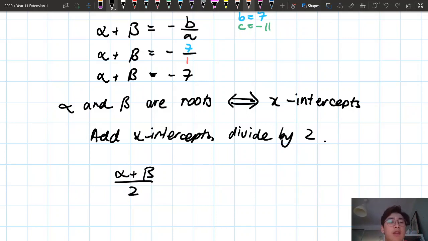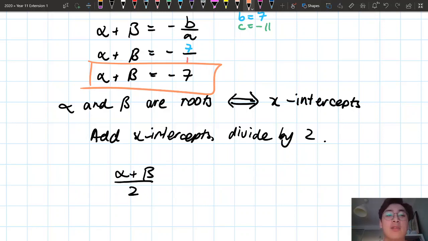Isn't that nifty? We already have alpha plus beta. If you have a look up here, alpha plus beta is equal to negative 7. So if we want to find the axis of symmetry, all we do is take that negative 7 and divide it by 2. There we go. Nicely done, and we are done with this question. So here we can actually use the sum of our zeros to find the axis of symmetry. You often don't see this type of question, but it's a nifty trick that you can use as well.